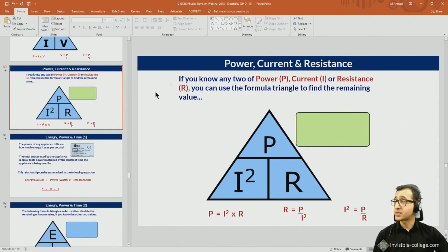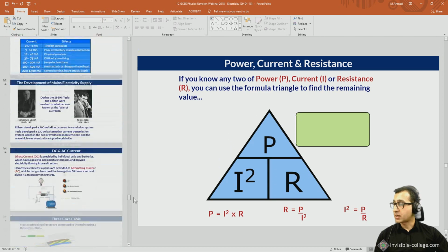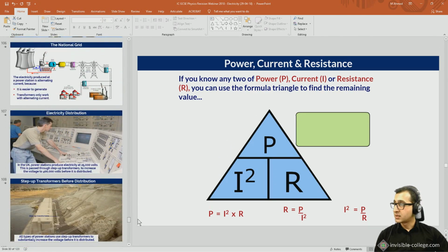Some of you were asking about, let's see what the next question here is. Yep, some of you were asking about the national grid. Okay, so let's quickly have a crack at that. A lot of the questions about the national grid, or at least the ones that got the most votes, seem to be asking why the national grid transmits power at high voltages but at low currents. So let's have a look at the section on the national grid.